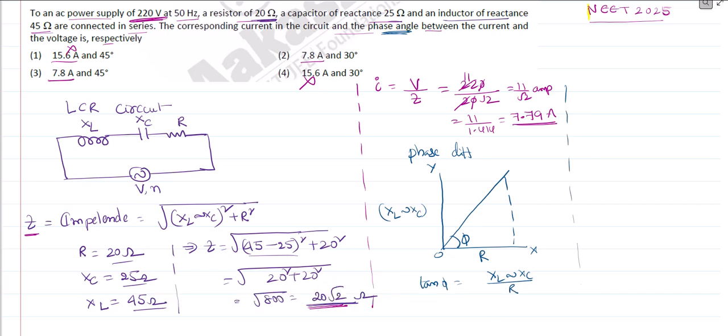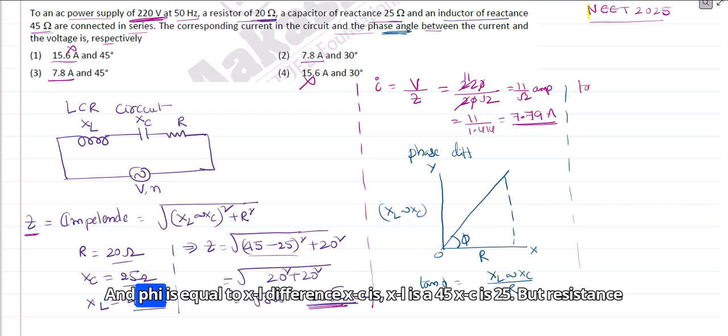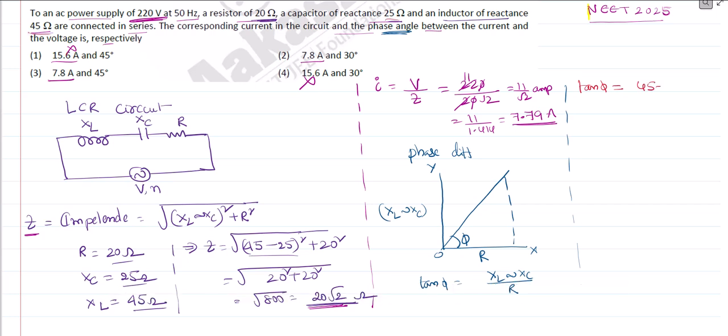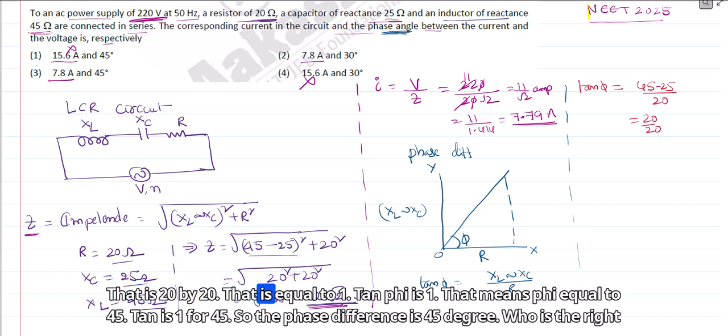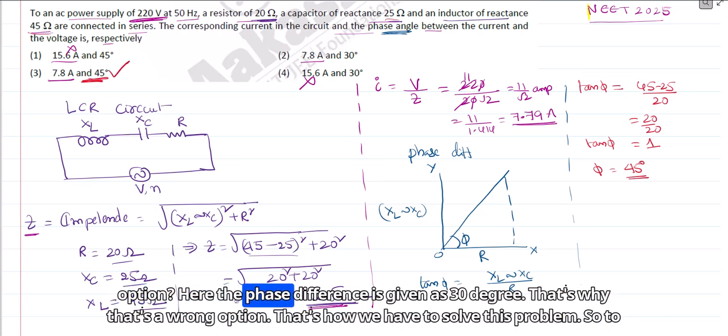Tan phi is equal to XL minus XC, where XL is 45 and XC is 25, divided by resistance, which is 20. That is 20 by 20, which is equal to 1. Tan phi is 1. That means phi equals 45 degrees, since tan is 1 for 45 degrees. So the phase difference is 45 degrees, which is the right option. Here the phase difference is given as 30 degrees, that's why that's a wrong option. That's how we have to solve this problem.